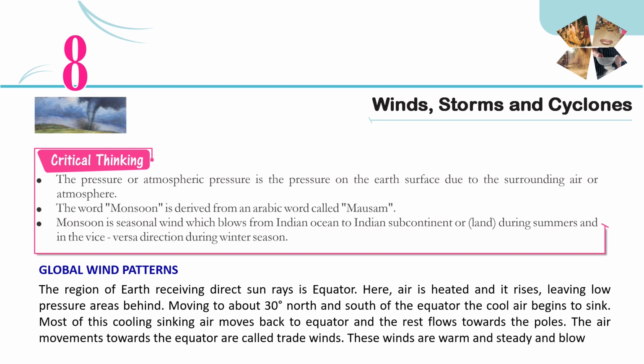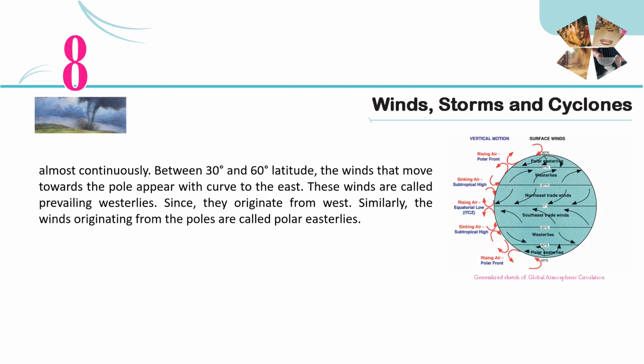These winds are warm and steady and blow almost continuously. Between 30 degrees and 60 degrees latitude, the winds that move towards the pole appear to curve to the east. These winds are called prevailing westerlies, since they originate from the west. Similarly, the winds originating from the poles are called polar easterlies.